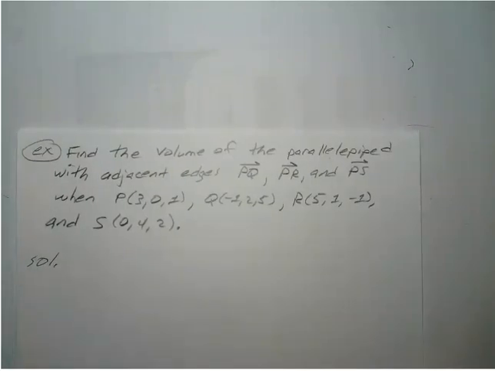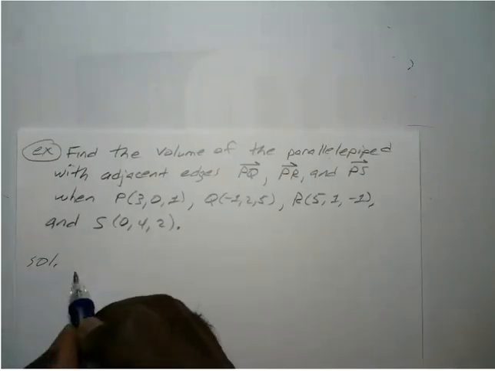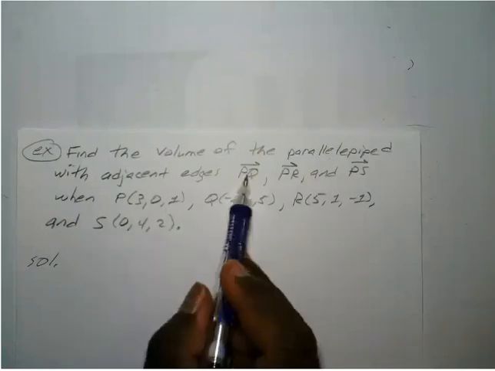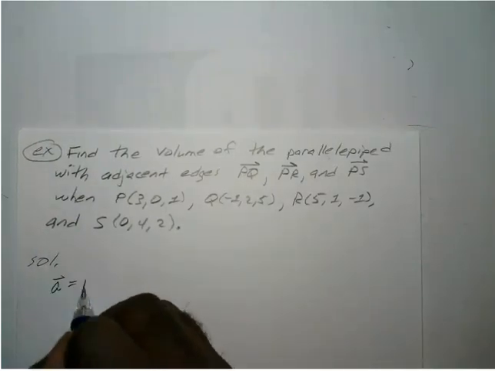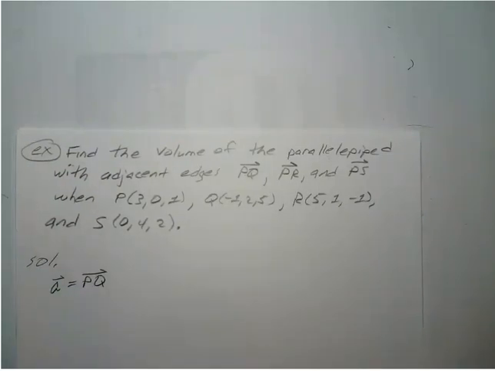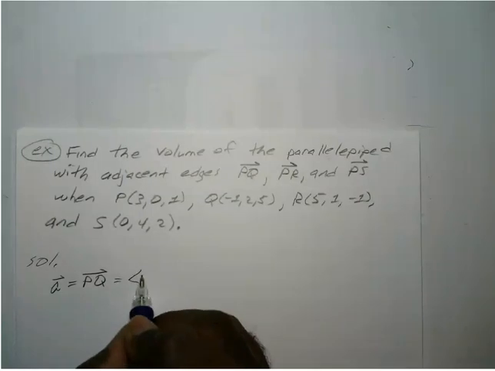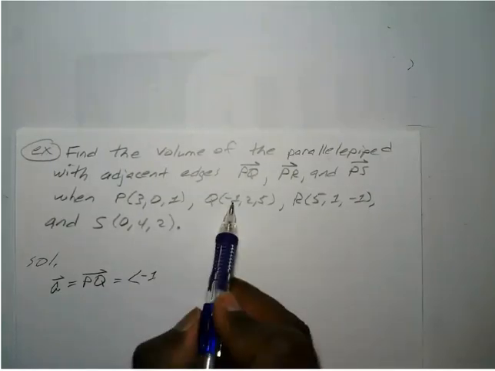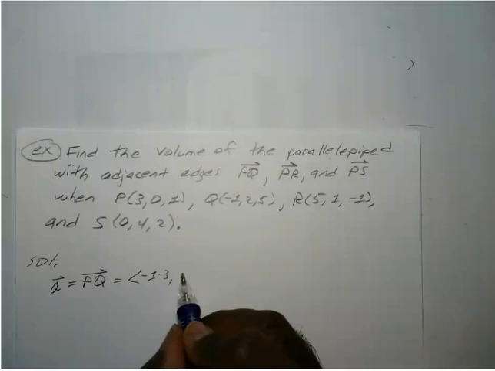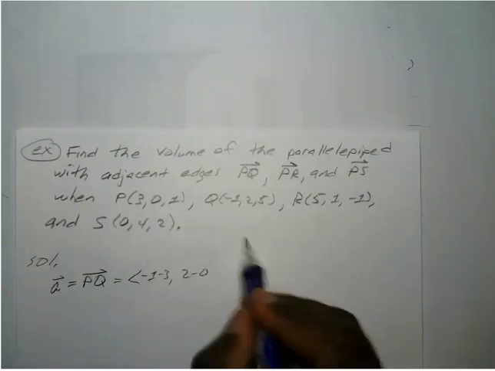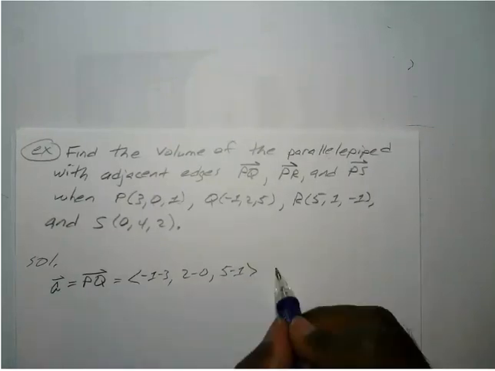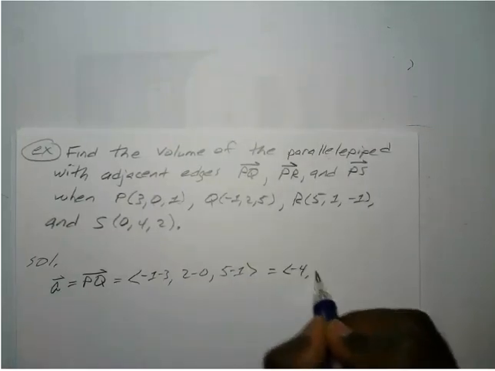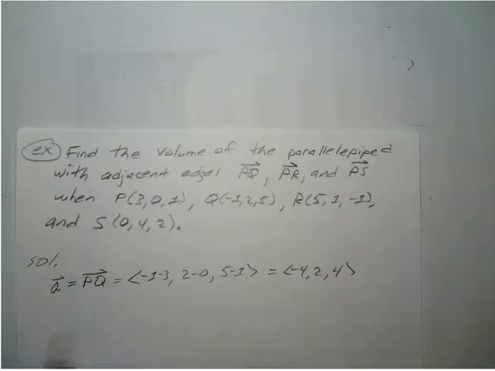Now for the previous example, this is what I was saying earlier. If you wanted to replace these with actual vectors, that's what I'm going to do here. So a vector, I'm going to make that the directed line segment from P to Q. Okay, which is from P to Q, -1 minus 3, 2 minus 0, and 5 minus 1. So you have -4, 2, and 4.